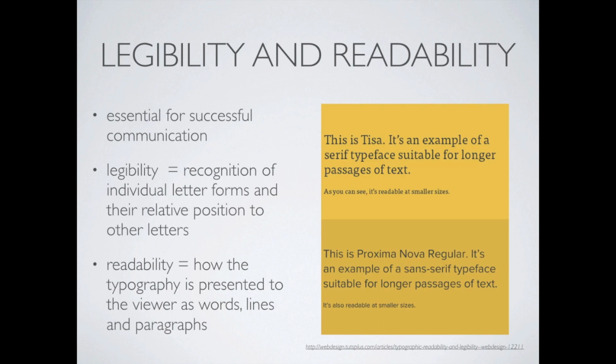Legibility and readability. There's a distinct difference between these, both of which are very, very important for communication. Legibility is the recognition of the individual letter forms and their relative position to the other letters. So we're looking at letters and their position to other letters. Readability is how the typography is presented to the viewer as words, lines, and paragraphs. So how easy is it to read, and how easy is it to distinguish the actual letters?